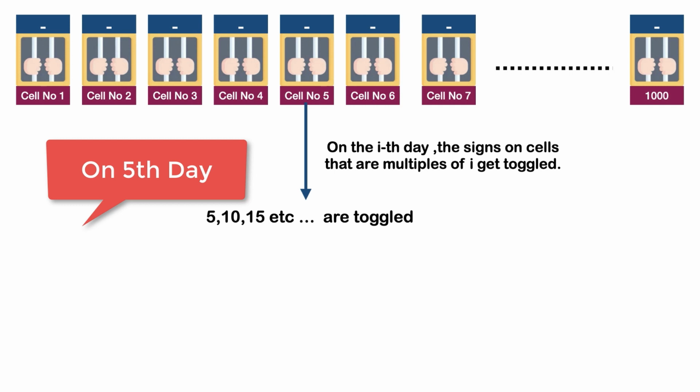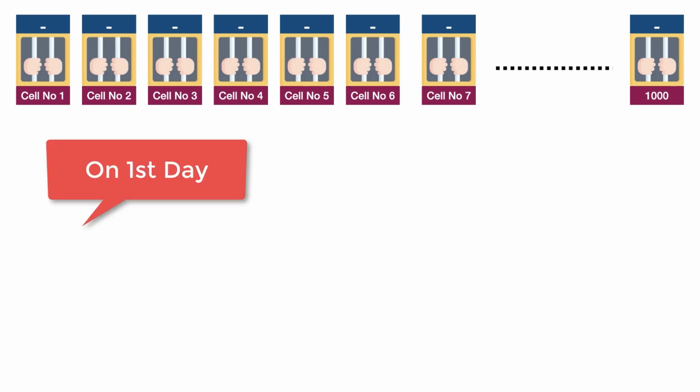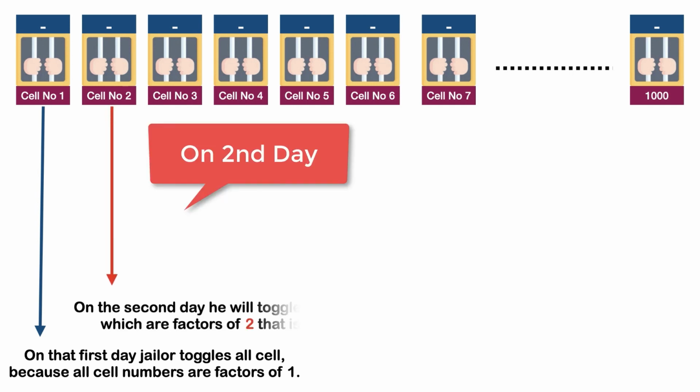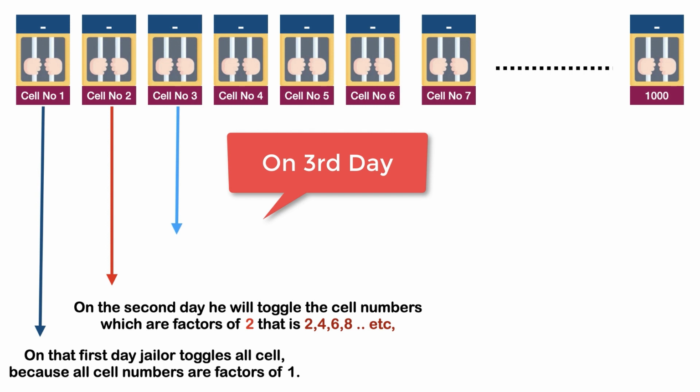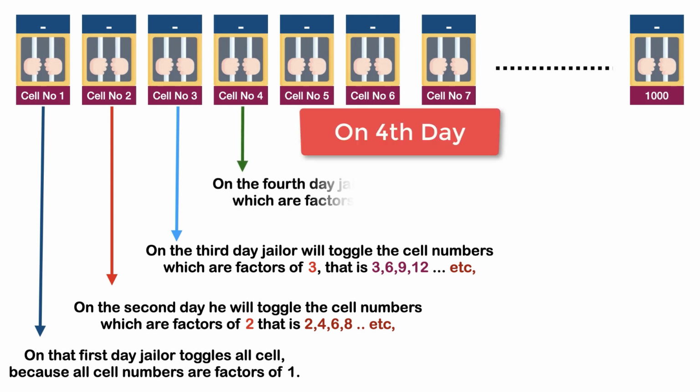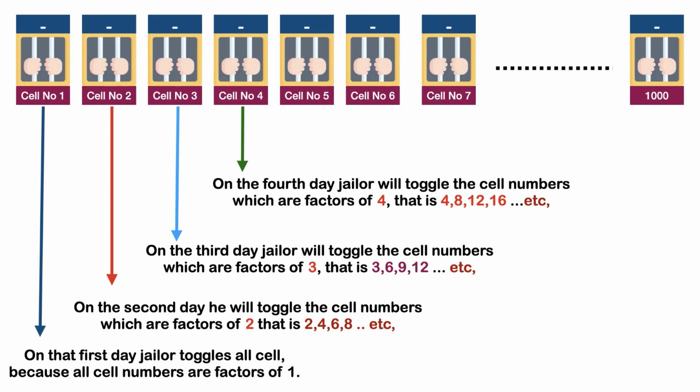Let's check now what happens on different days from the beginning. On the first day, the jailer toggles all cells because all cell numbers are factors of 1. On the second day, he will toggle the cell numbers which are factors of 2, that is 2, 4, 6, 8, etc. Similarly, on the third day, the jailer will toggle the cell numbers which are factors of 3, that is 3, 6, 9, 12. On the fourth day, the cell numbers which are factors of 4, that is 4, 8, 12, 16, etc. And this step repeats till the 1000th day.